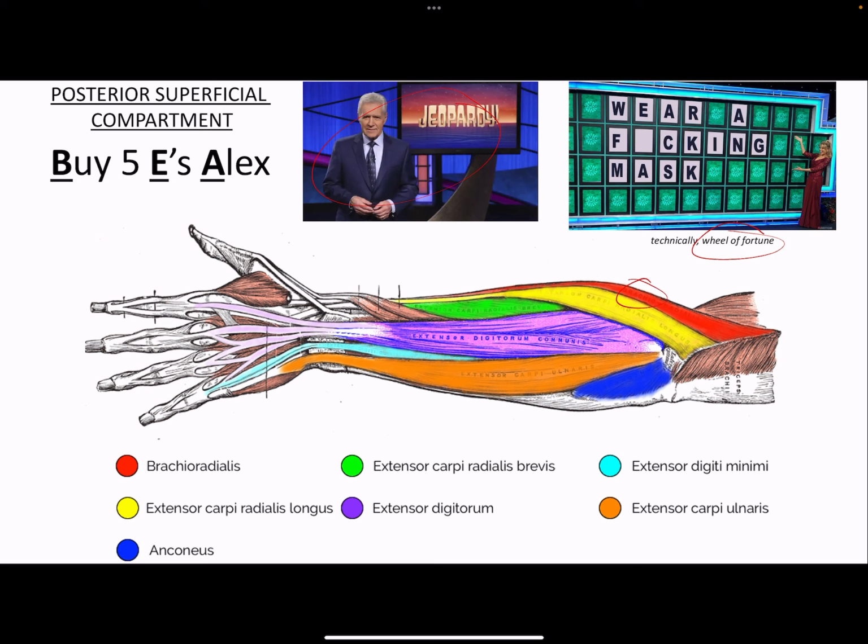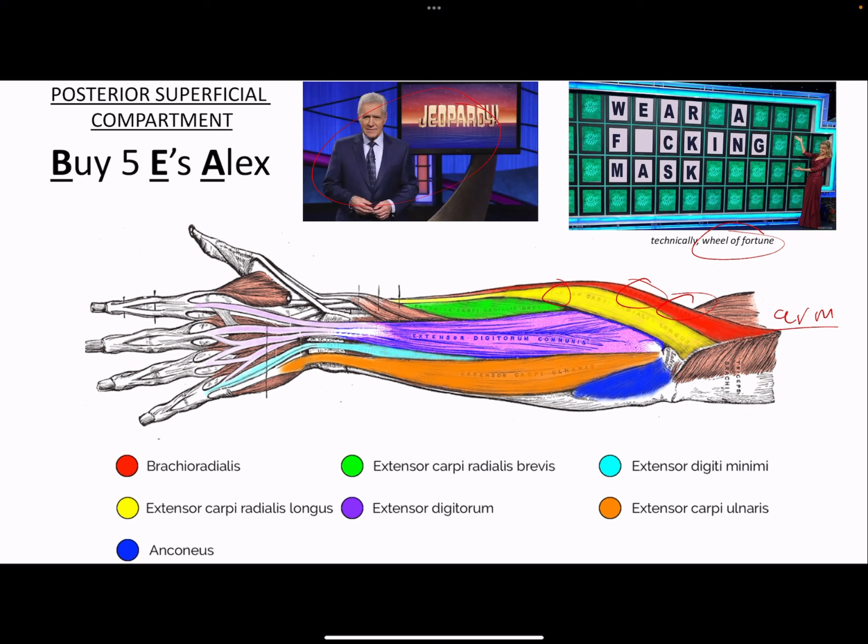B, brachioradialis. Anytime you hear brachio, we're really just talking about the upper arm. And radialis obviously means we're going to the radius. And where does this go to? It looks like it's going to the radial side on the lateral side of the arm if you're in anatomic position. So that's the B. E, we then have a lot of extensors.